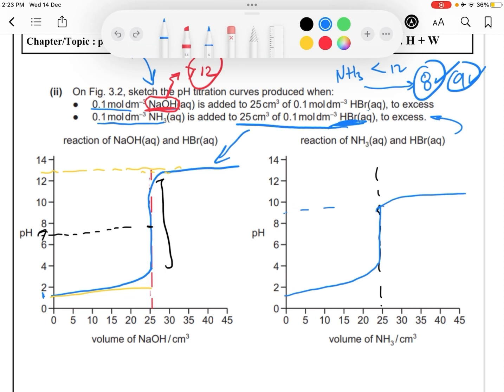Okay, so this is the pH curve. In your examinations, they will look at: did you start below 2 for both curves? Do you have a vertical line at 25 in this case? Did you end at a pH which is below 12? And all of these answers are done.